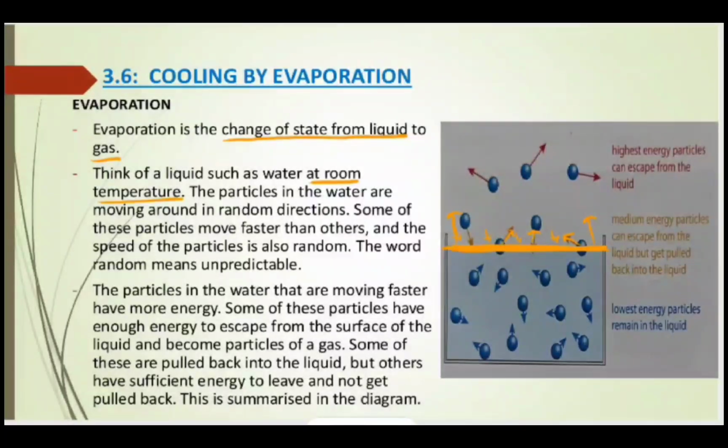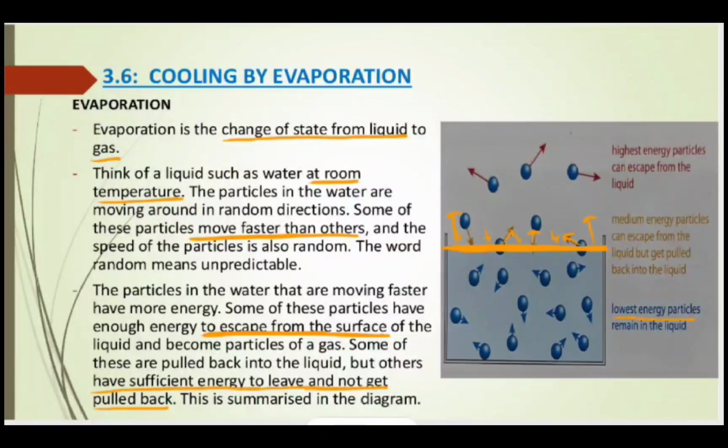The particles in the water are moving around in random directions. Some of these particles move faster than the others, and the speed of the particles is also random, and the top layer particles of water or liquid move the fastest as compared to the inner layer of water particles. The word random means unpredictable. The particles in the water that are moving faster have more energy. Some of these particles have enough energy to escape from the surface of the liquid and become particles of gas. Some of these are pulled back into the liquid, but others have sufficient energy to leave and not get pulled back. This is summarized in the diagram.